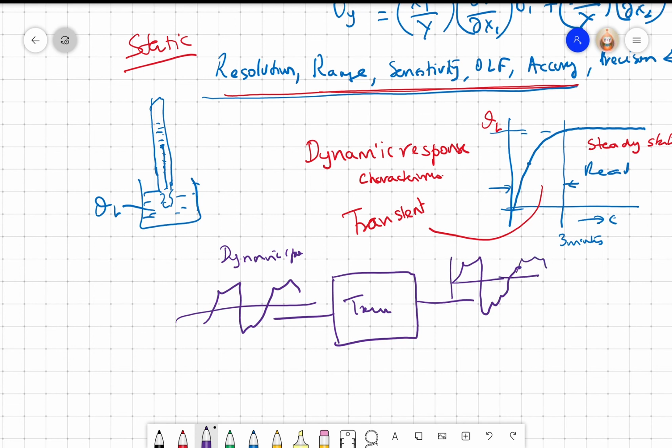So the dynamic response characteristics not only talk about the transient state and the steady state for a constant input. They also tell us how the transducer output will be if I have a dynamic input, where my input itself is changing with respect to time. We will talk about dynamic response characteristics in the next class, so I'll stop here.